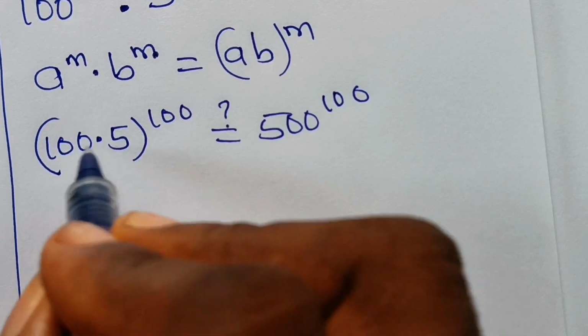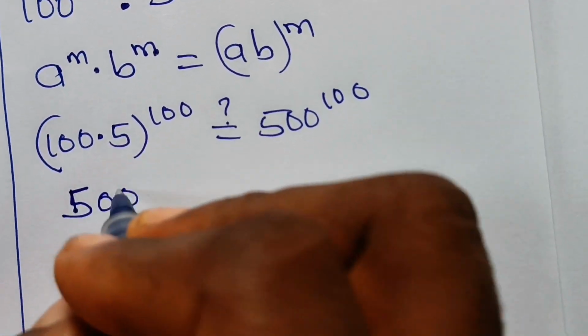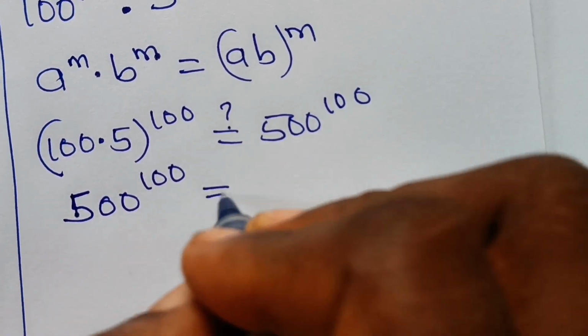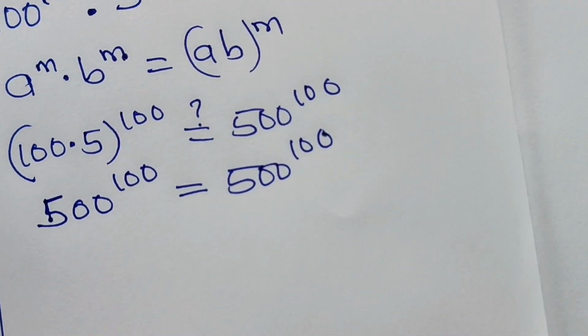Now if you look closely, you can see that this 100 multiplied by 5 is 500. So we have 500 to the power of 100, and this is equal to 500 to the power of 100. So that means that the answer we got is correct.